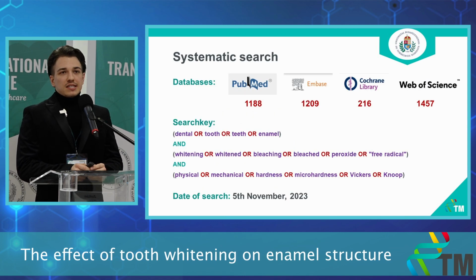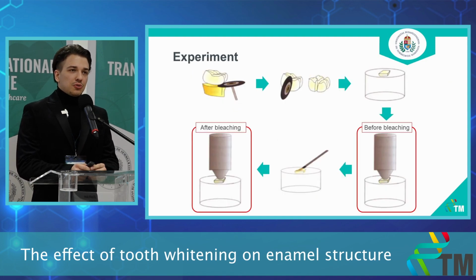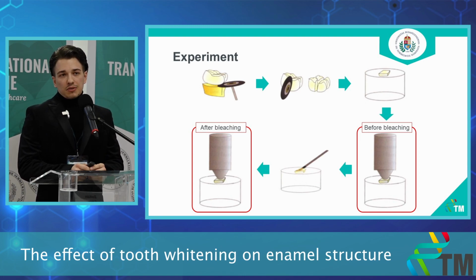On this slide, you can see my systematic search, and after completing each step, I was left with 144 eligible full texts. Before showing you the results, I would like to give you a brief review on how these experiments are carried out, because it will be important to understand my forest plots. After the extraction of teeth, the root portion is cut off. Then we create enamel slabs and embed them in acrylic resin.